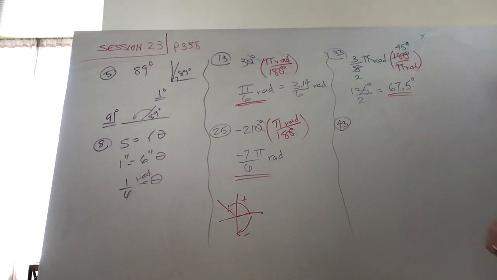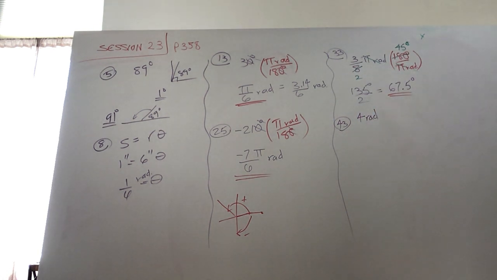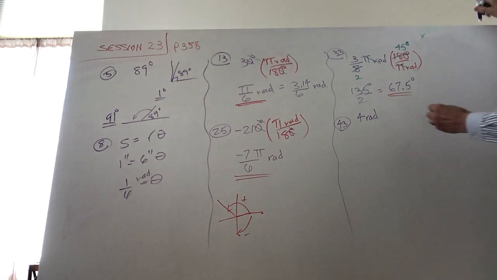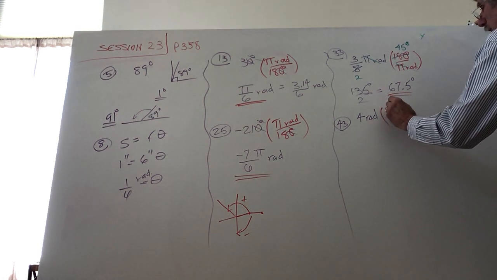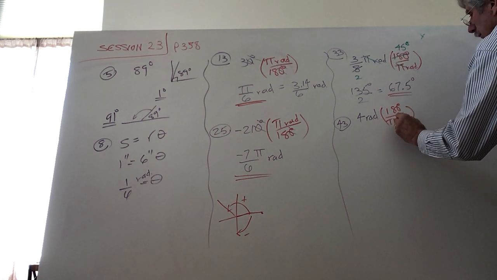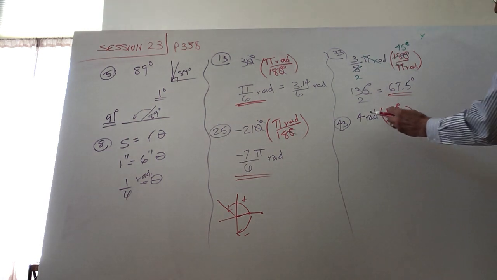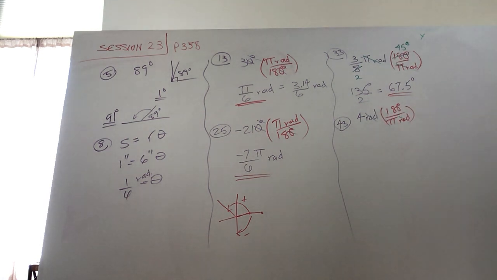43 gives us 4 radians. And again, we use the same conversion factor, 180 degrees for every pi radians. At this time, the pi's don't go. We'll keep the pi there and save it for later. And the radians will go though. And if you wanted to, we could probably change pi to 3.14. We could probably do it now or do it later. It doesn't make any difference.